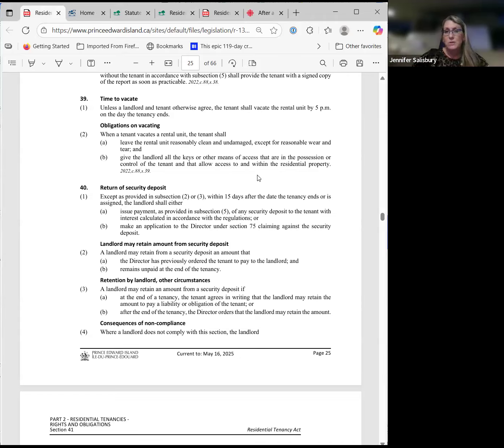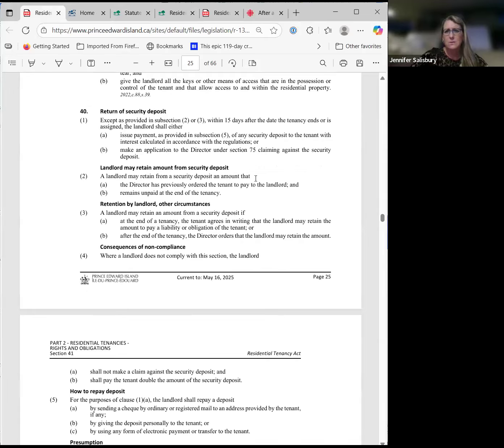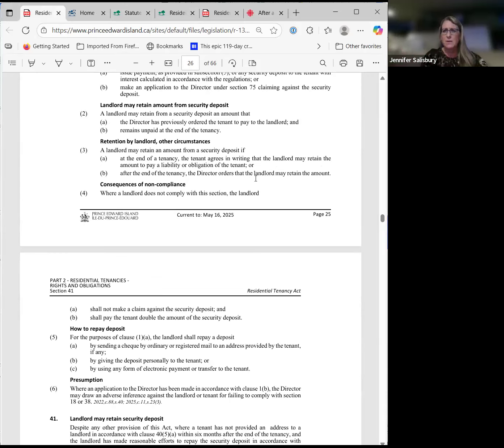Landlord may retain amount from security deposit. The landlord may retain the amount that the director has previously ordered the tenant to pay or that remains unpaid at the end of tenancy. I wonder if that means that you can use unpaid rent paid on the security deposit. Not sure. Again, it can get a little confusing here. I'm just reading this, I don't have rentals in PEI, so I'm just looking at this with fresh eyes, trying to make sure that it makes sense. And this one's a little more complicated than I anticipated, but that's okay.